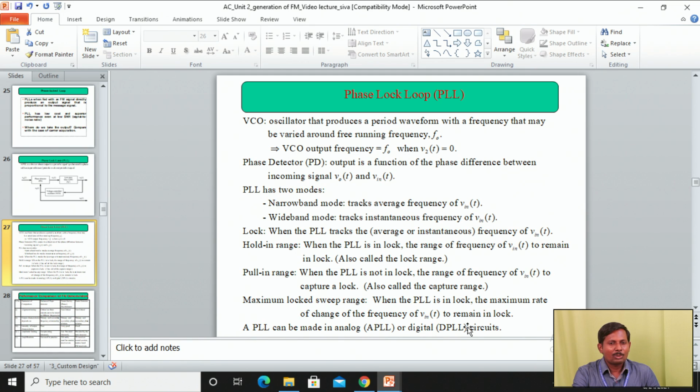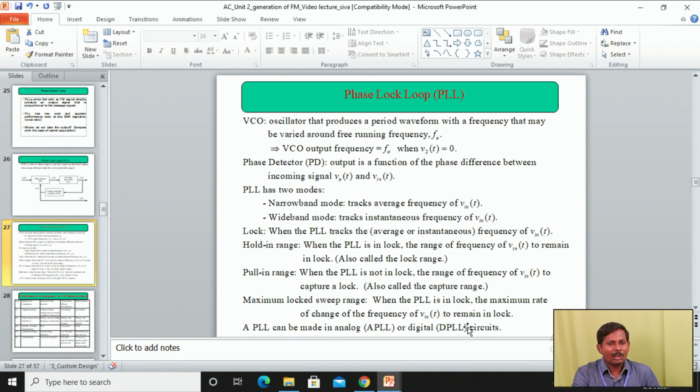PLL has two modes. One is narrow band mode, another one is wideband mode. In the narrow band mode, it tracks the average frequency of the input, that is V in of t. Second one is wideband mode. It tracks the instantaneous frequency of V in of t.